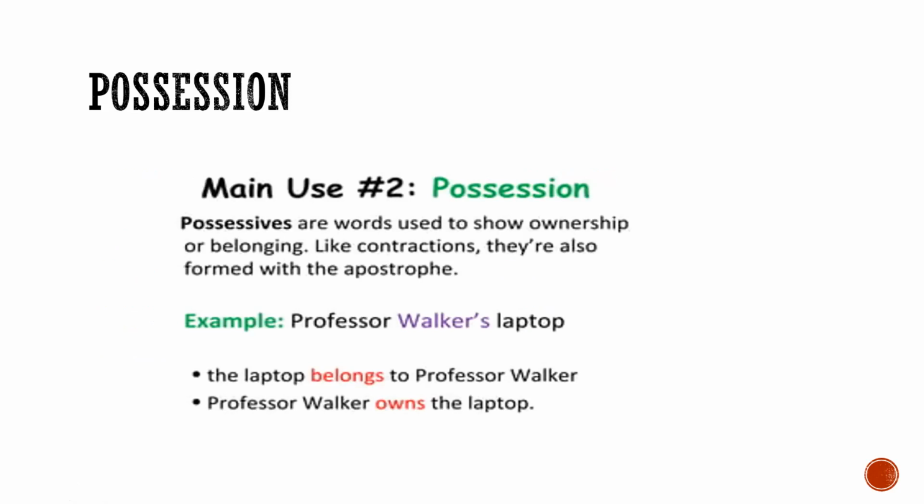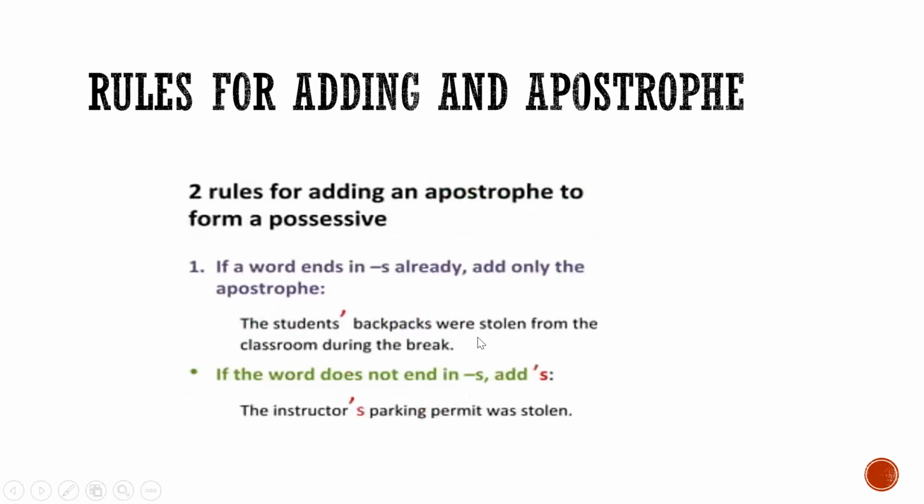The second use of the apostrophe is for possession. Possessives are words to show ownership or belonging. If we want to show that something belongs to someone, we use an apostrophe. Like contractions, they are formed with the apostrophe. For example, Professor Walker's laptop. This means the laptop belongs to Professor Walker.